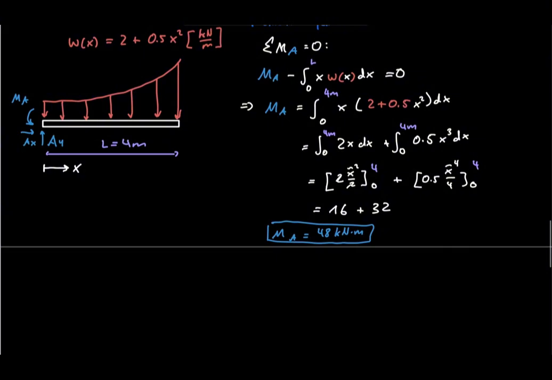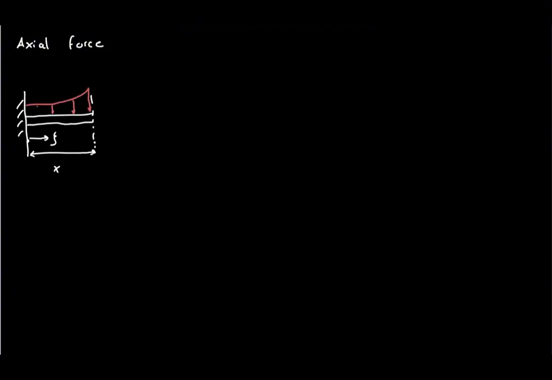The constant part contributes 16 kilonewton meters. The quadratic part contributes 32 kilonewton meters. Together, they produce a support moment of 48 kilonewton meters. Now we make a cut at position x and determine the internal forces.